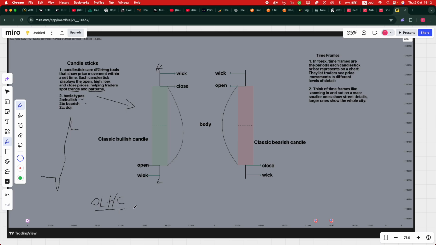This is what a classic bullish candle is made of: the open, the low, the high, and the close. Now, what is this green thing that you're seeing? This is called the body of the candle. And what is this line that you see? They are called the wicks. I'm going to dive into this in a more advanced video, but it's a basic video actually.